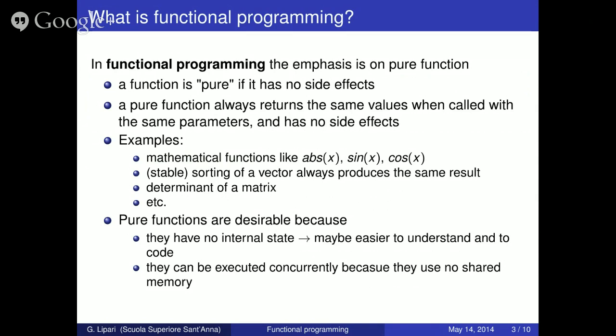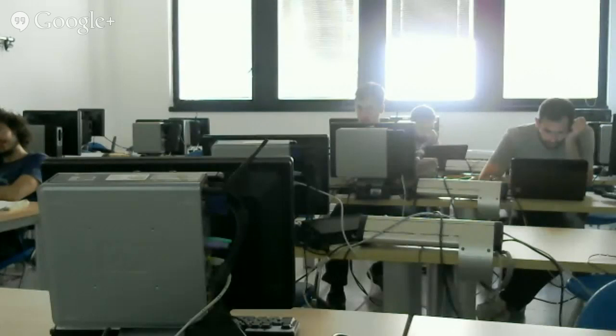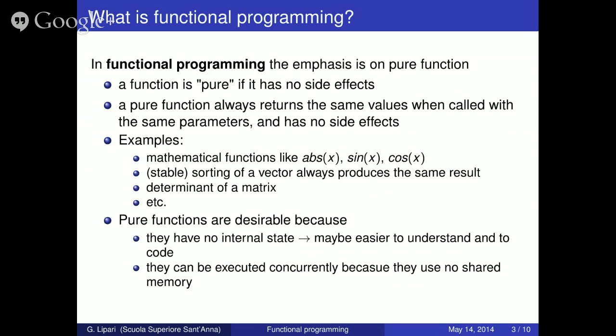For example, there is a modification of Java. I don't remember the name right now, but there is one evolution of Java which is functional programming. And so the emphasis of these languages is on using pure functions. A function is pure if it has no side effects. Basically, the idea is that when you give the function a set of values for the parameters, the result is going to be always the same.